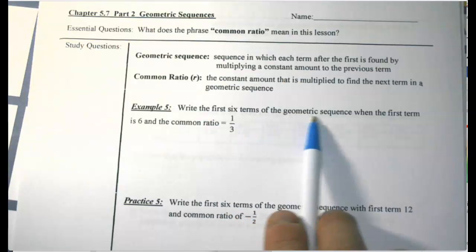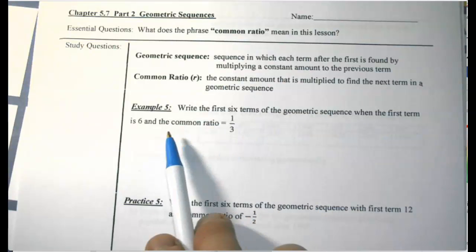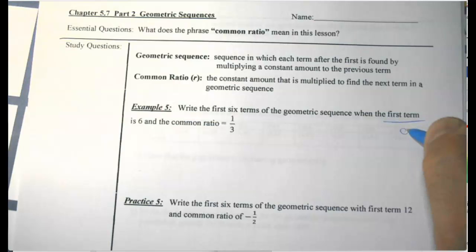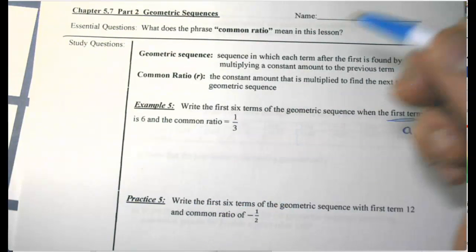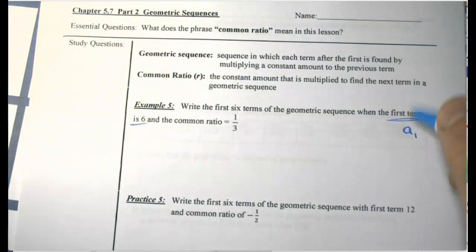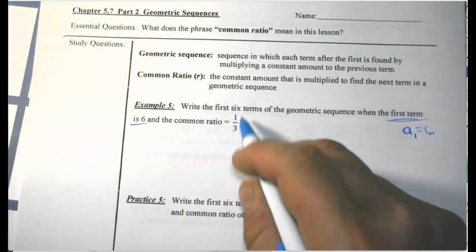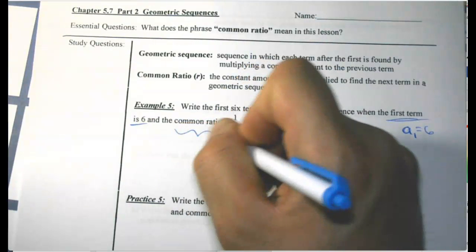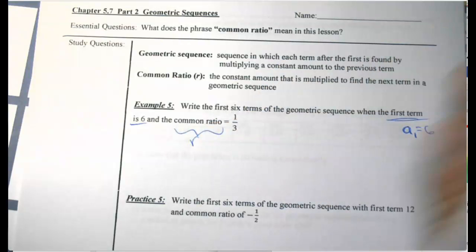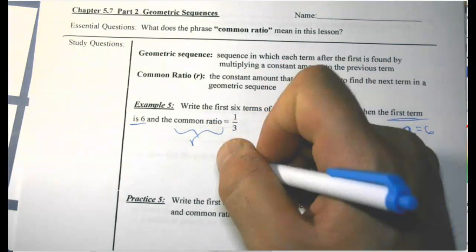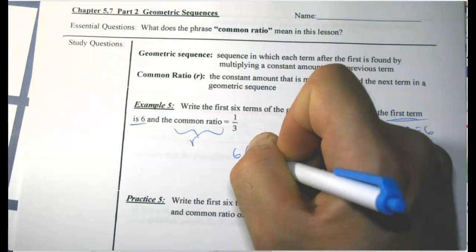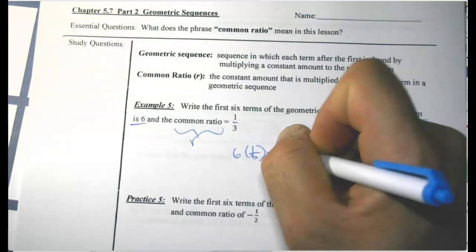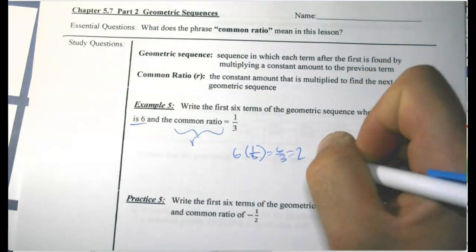The first 6 terms of the geometric sequence when the first term is 6. So remember, first term is a sub 1. It's still a sub 1, even if it's a geometric sequence. First term is a sub 1, and that's 6. And then the common ratio is 1/3. Remember, this is going to be referred to as r in a formula or as a symbol. So 6 times a third. I'm going to just multiply as I go here. 6 times a third is 6/3, which is 2.